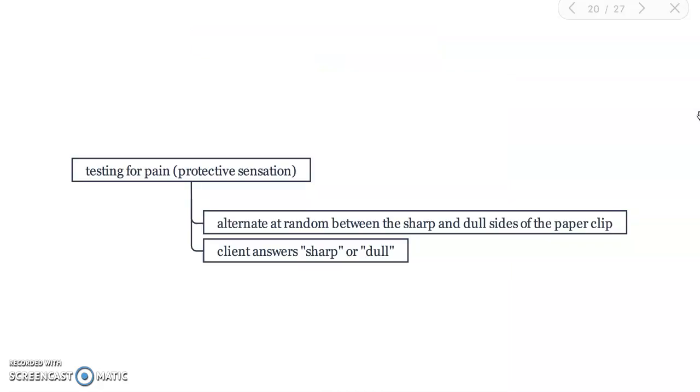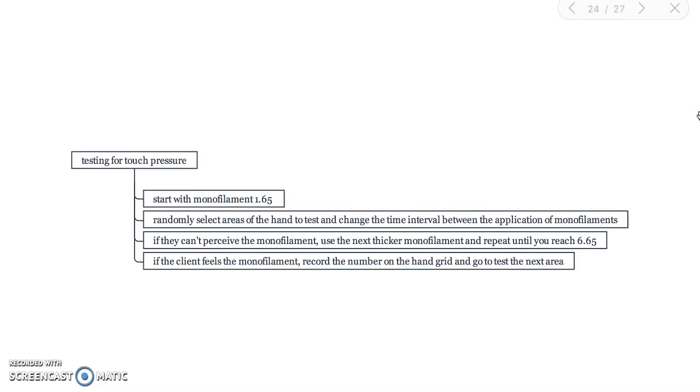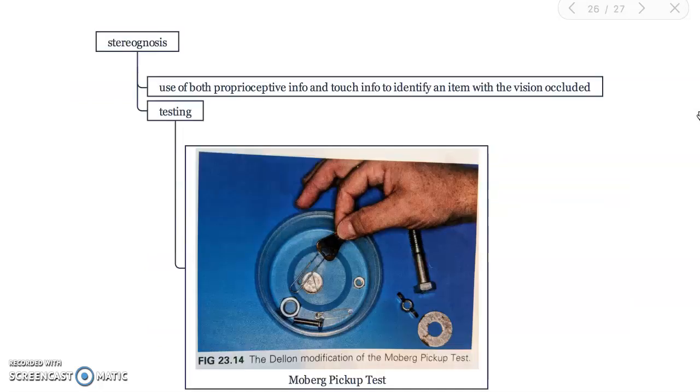To test for pain, you can use the paperclip to do the sharp dull test. Testing for touch sensation, you can either use static 2-point or moving 2-point. Testing for touch pressure, that's where you use those monofilaments. You always want to start with the very finest one, which is 1.65. Proprioception, that is where you're going to hold the client and move the part into flexion or extension, asking them, am I moving you up or down or in or out?